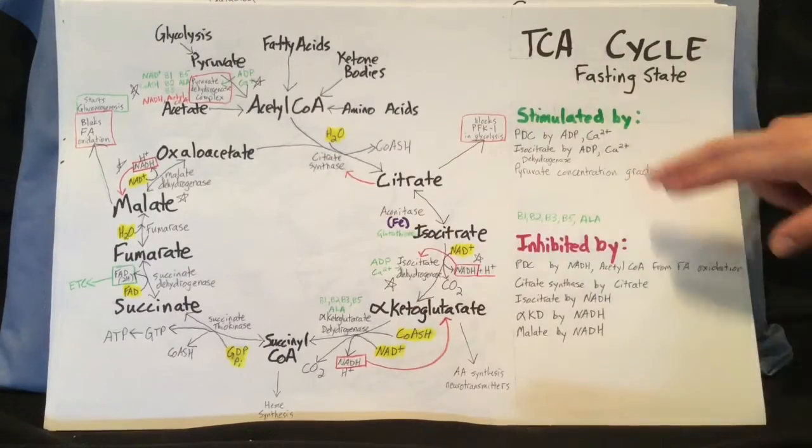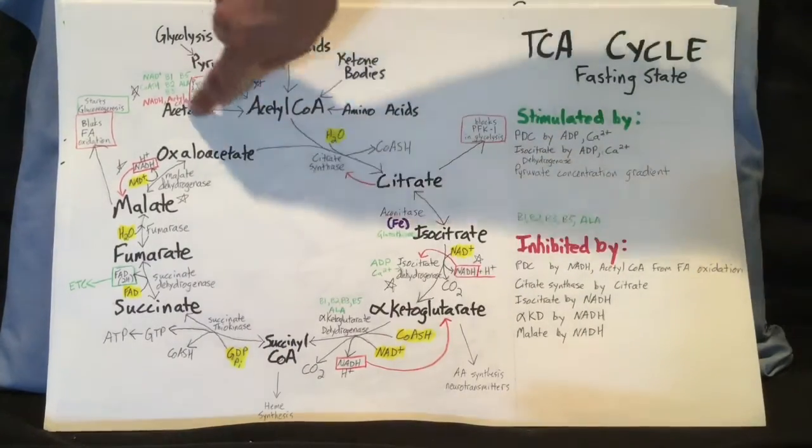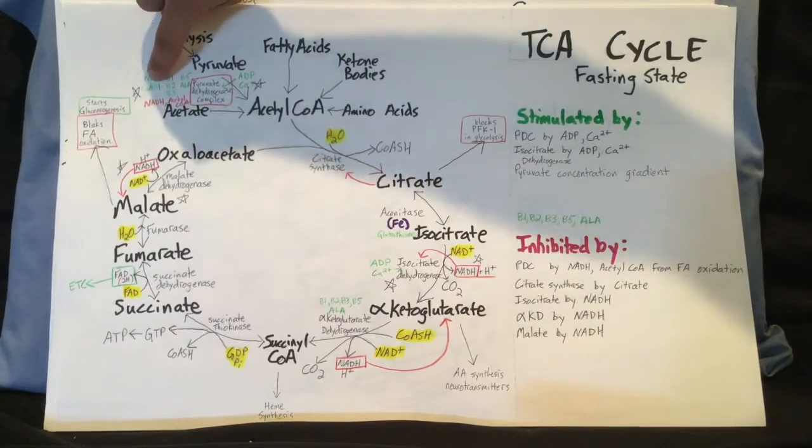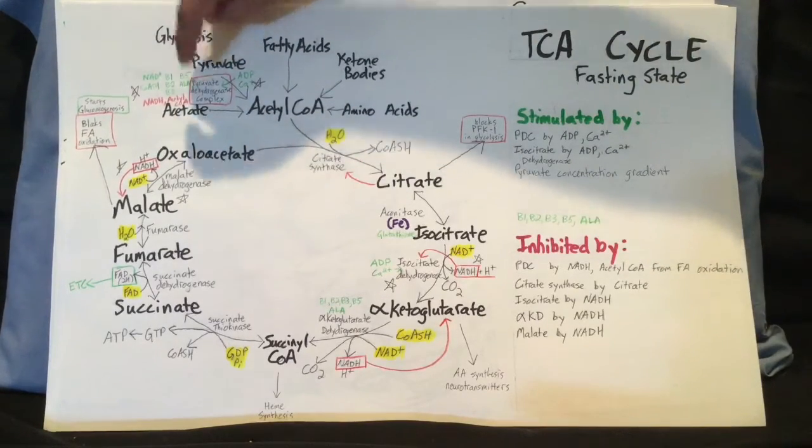So the TCA cycle stimulated by pyruvate dehydrogenase complex and the concentration gradient of pyruvate itself. Now it needs NAD+, CoASH, B1, 2, 3, 5, ALA.